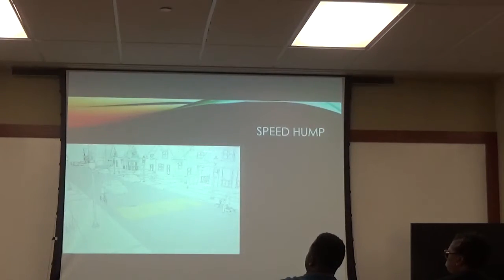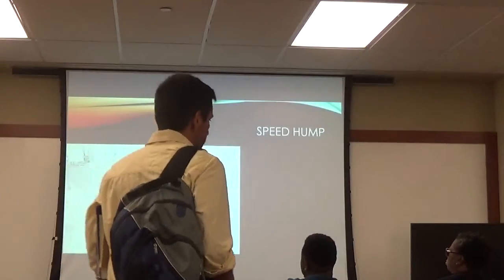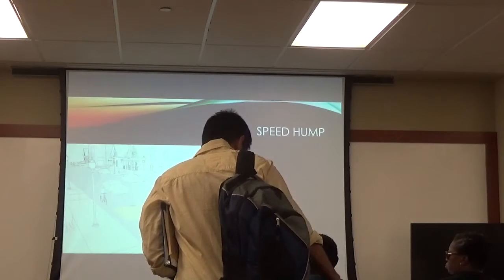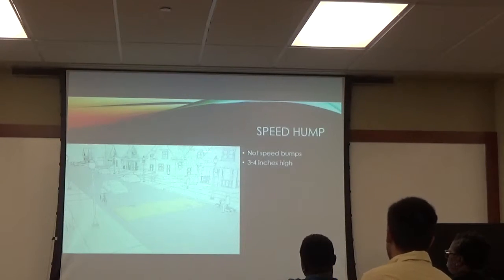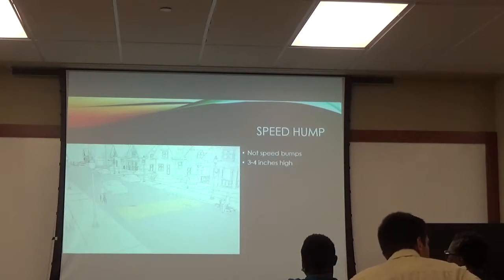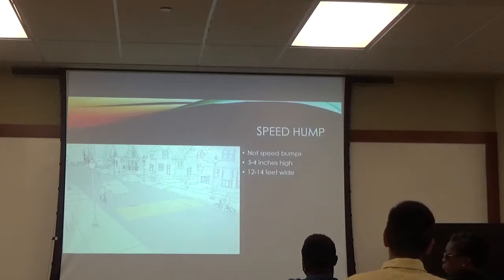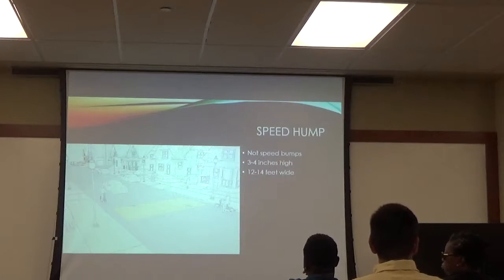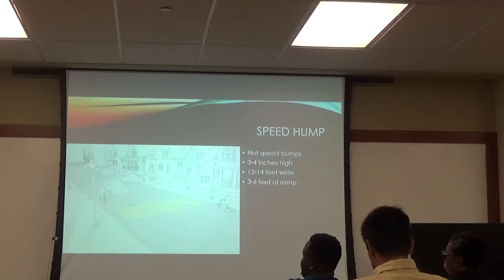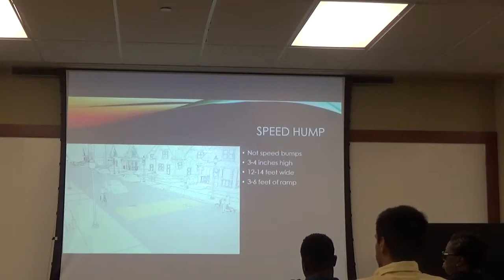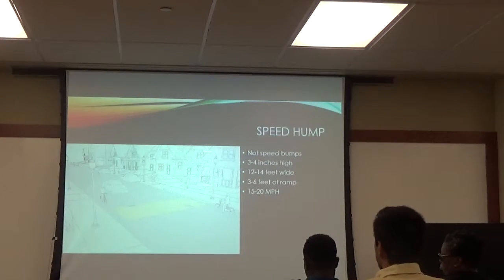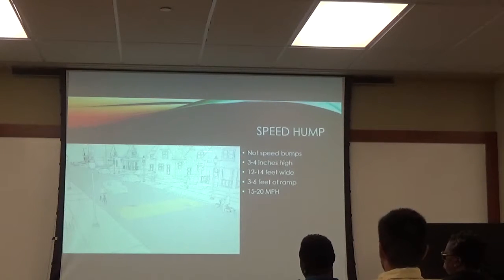So here's what a speed hump looks like. Can't tell where it is. Actually, it doesn't show up too well, but it's right there. And so that's a speed hump, and the specifications for a speed hump are essentially they're about 3 to 4 inches high. So we're not talking about something really high, just a couple of inches. And normally they're 12 to 14 feet wide. And again, if you're talking about a residential street, that's pretty close to being a majority of the center area of the street. And then you're talking about 3 to 6 feet of a ramp. So it's almost more of a, not necessarily a bump, but a little bit more gradual than that. And ideally, this will cause people to slow down to 15 to 20 miles per hour, wherever these might exist.